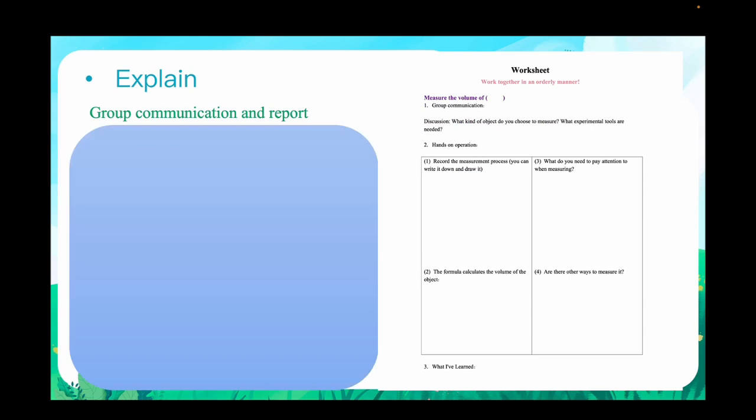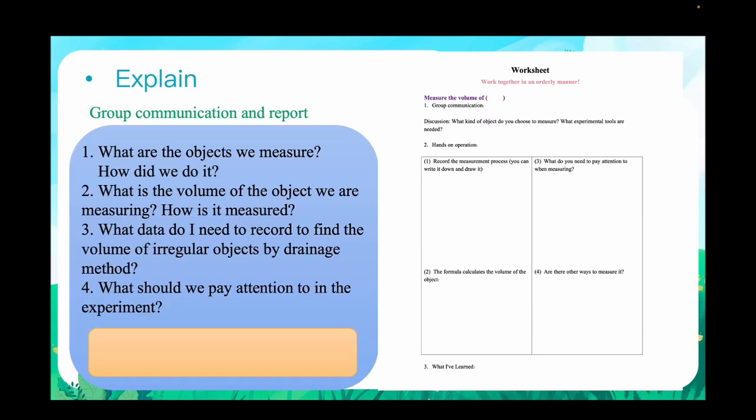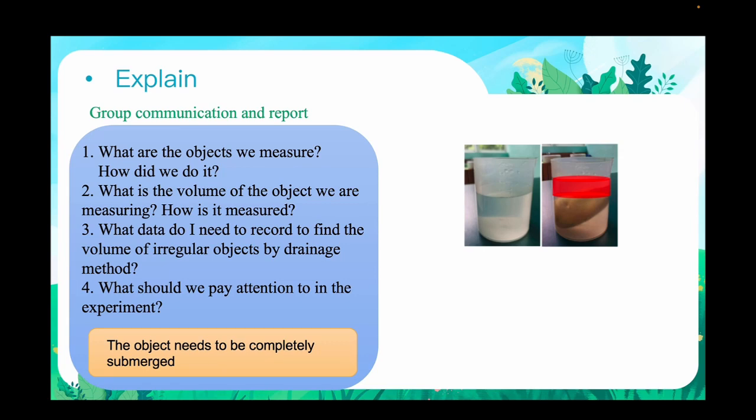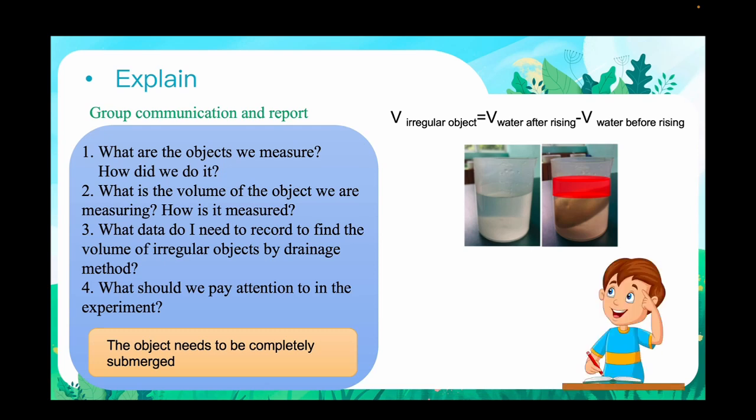The teacher can invite student groups to report and display the experiment result and the worksheet. By reporting the experiment process and the method, the teacher emphasizes that the measured object should be completely immersed in the water. According to the report of each group, the formula for measuring the volume of an irregular object is obtained: the volume of the irregular object is equal to the volume of water after rising minus the volume of water before rising. After that, teachers can ask questions for students to think about.